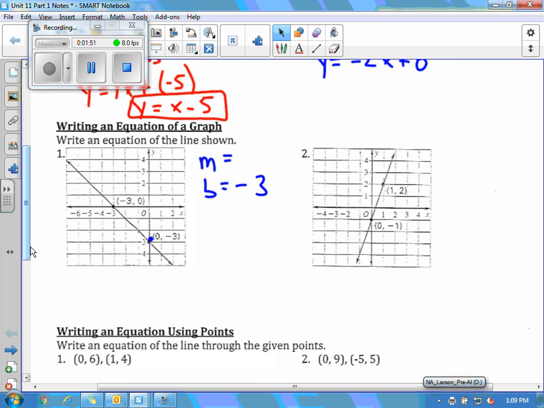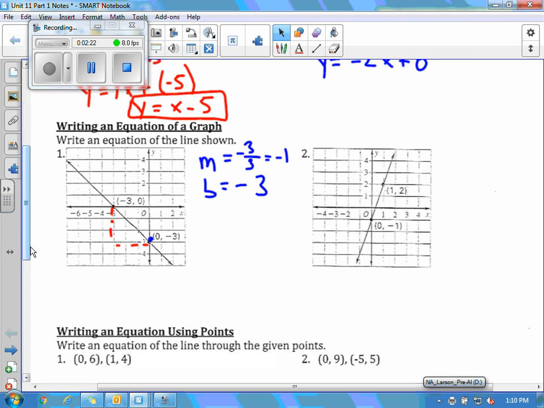The next thing we need to do is find our slope. They give us 2 points, so we could use y2 minus y1 over x2 minus x1, or we could just count the rise over the run. To count the rise over the run, I'm going to start with my point that's further to the left, which is -3, 0. So I know that I need to go down 1, 2, 3, and then I need to go over 1, 2, 3. So my slope in that case is -3 over 3, which simplifies to -1.